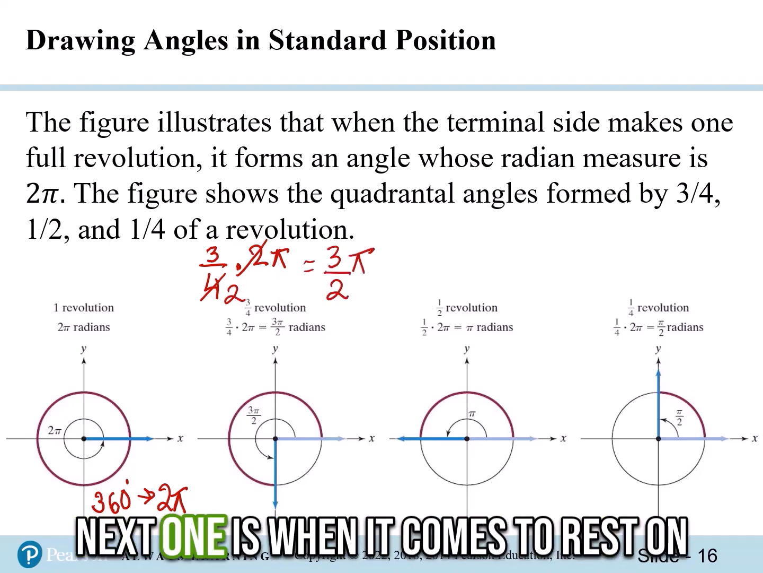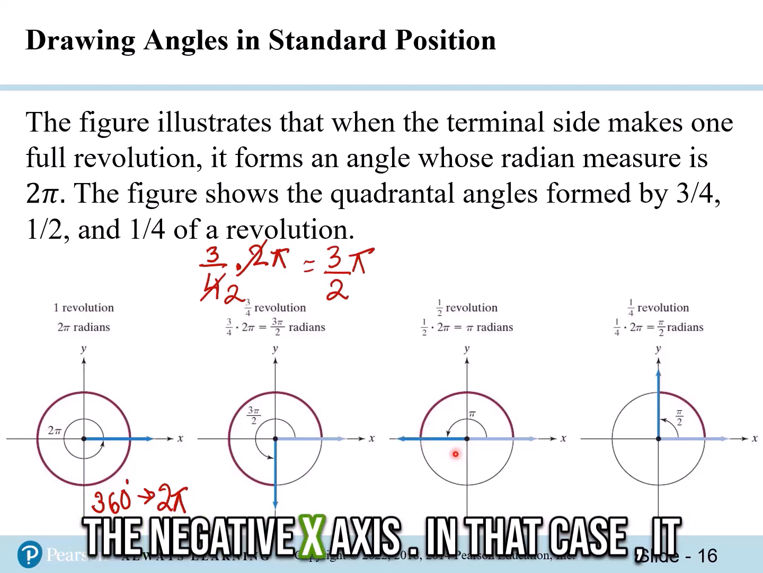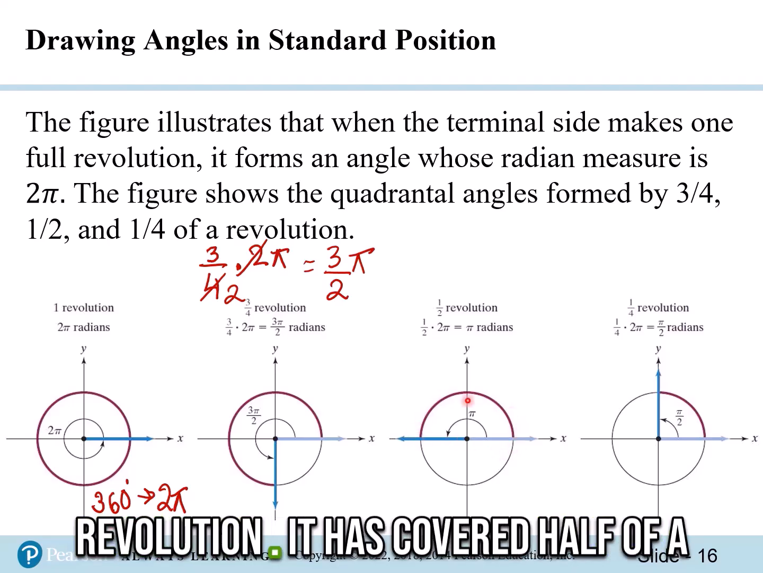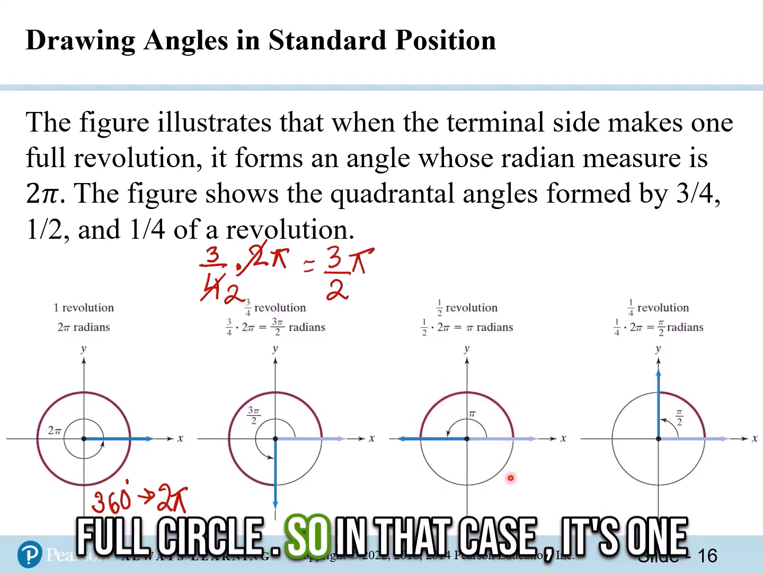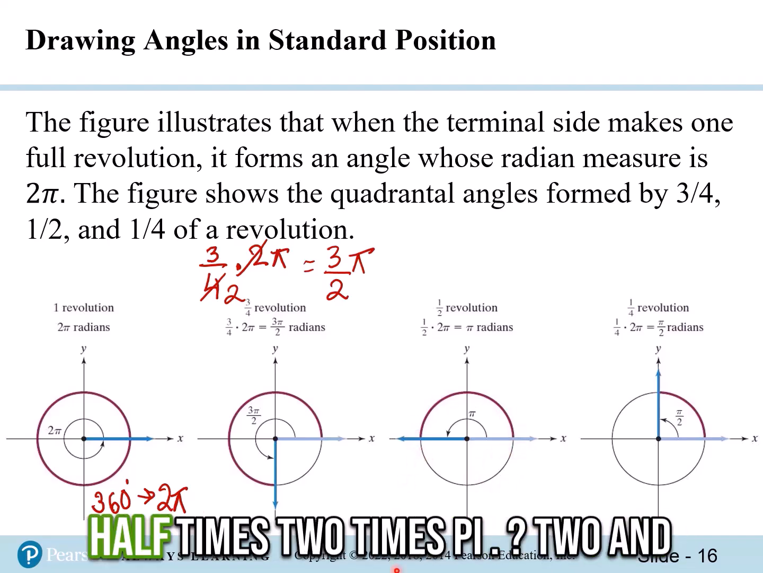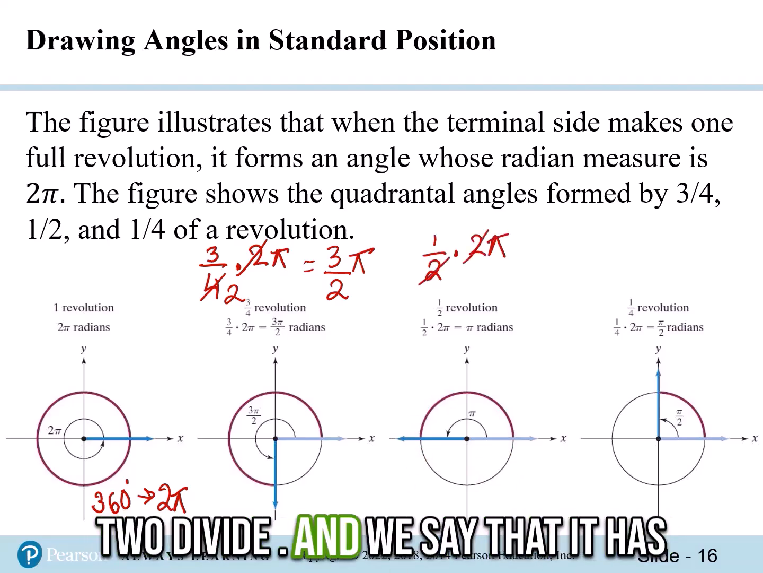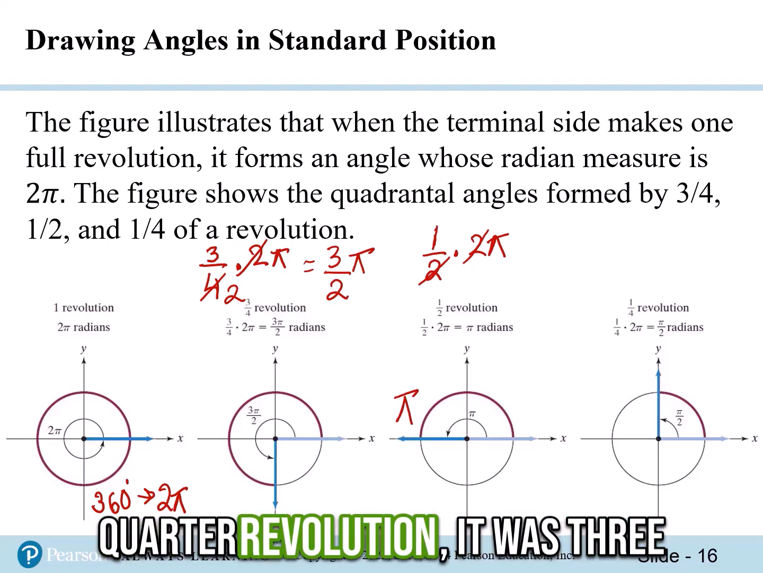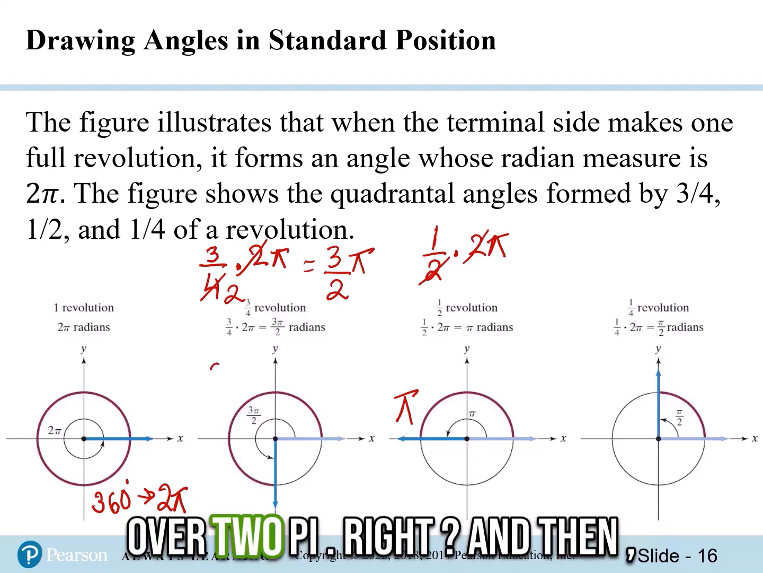The next one is when it comes to rest on the negative x-axis. In that case, it has made half a rotation or half a revolution. It has covered half of a full circle. So in that case, it's 1/2 times 2 times pi. 2 and 2 divide, and we say that it has covered pi radians. For the 3/4 revolution, it was 3/2 pi.